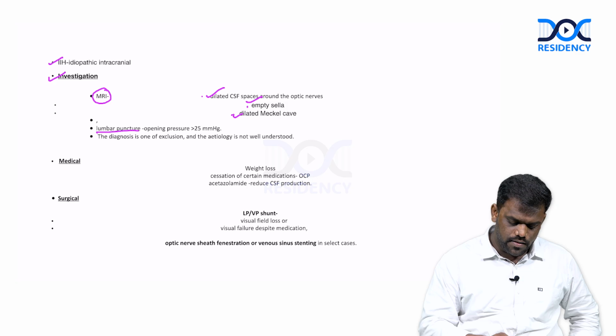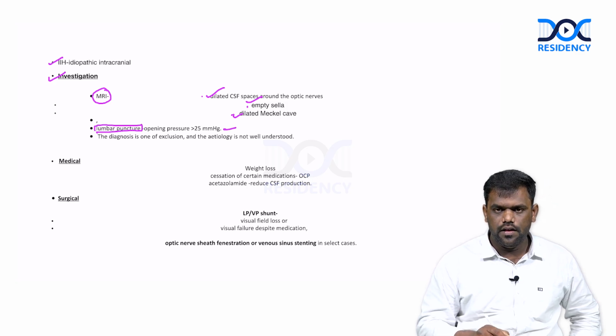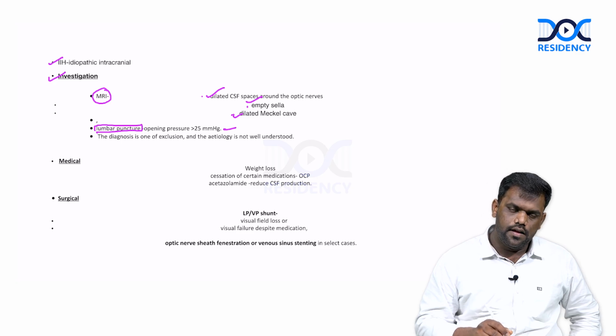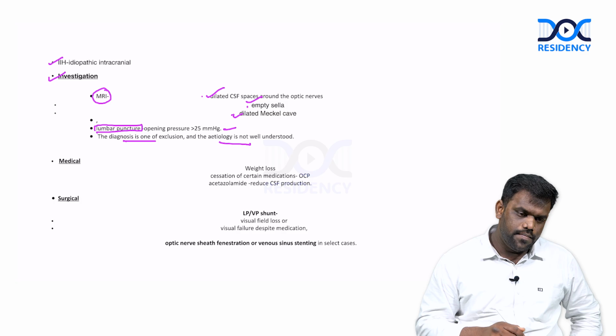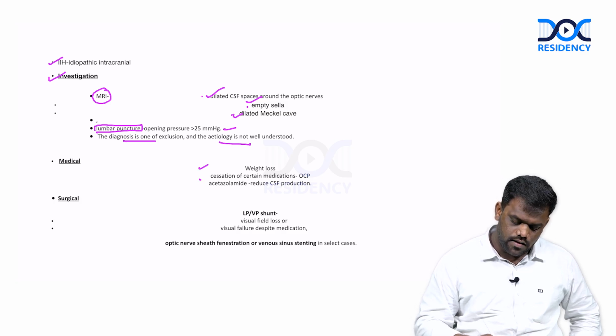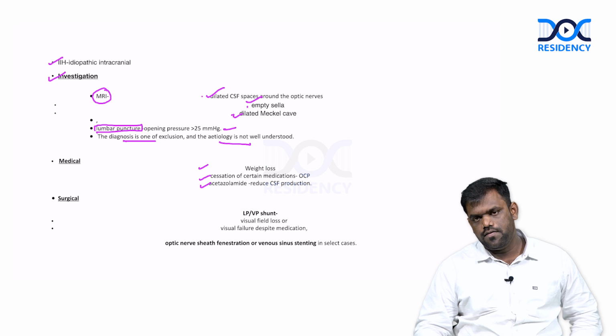And while doing a lumbar puncture, the opening pressure should be more than 25 millimeters of mercury. Idiopathic intracranial hypertension is a diagnosis of exclusion, and the etiology is still not well understood. So what are the various medical managements for this patient? First is weight loss, second is cessation of medications like OCP, and third is acetazolamide tablet. Acetazolamide reduces the CSF production, and by this the ICP will be reduced.